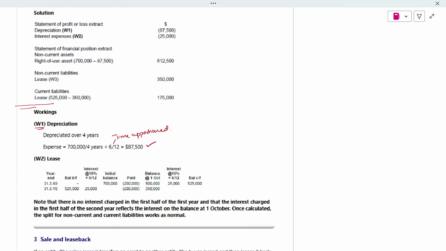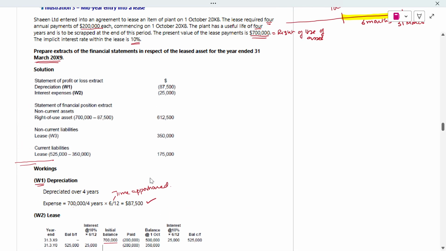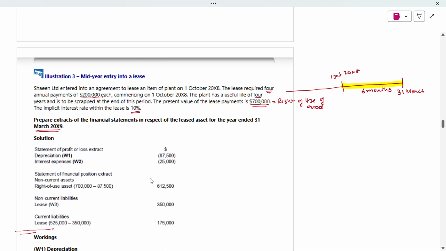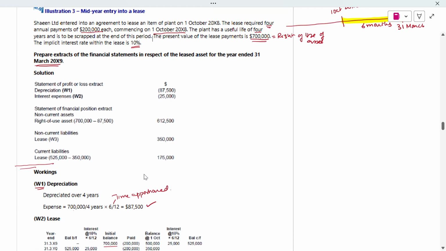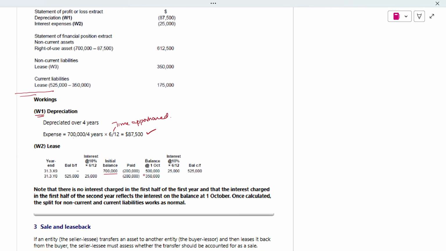31st, is it right? How much is the opening balance? 700,000. How much have you paid? Are they paid in advance or paid in arrears? No, advance, they said commencing on first, is it right? Commencing in advance. Okay, they paid in advance. See now you understand. If they have paid in advance, you should not calculate.